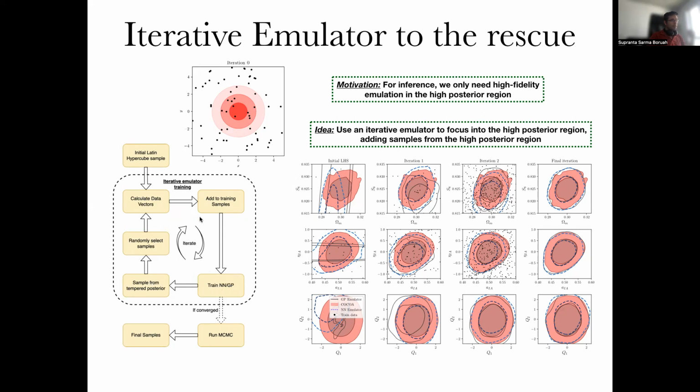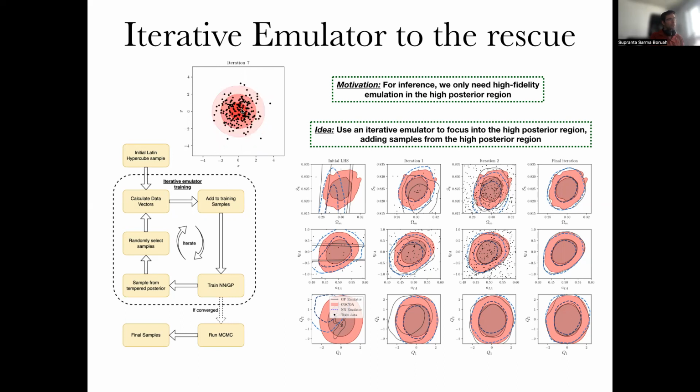We train our emulator again by adding more samples from the high posterior region. By doing that a few times, we zoom into this high posterior region, and there the emulation is much more accurate. As you can see here, the results lead to very tight constraints, very similar to using the full model. In this animation, I'm showing a toy example of that on a 2D Gaussian.